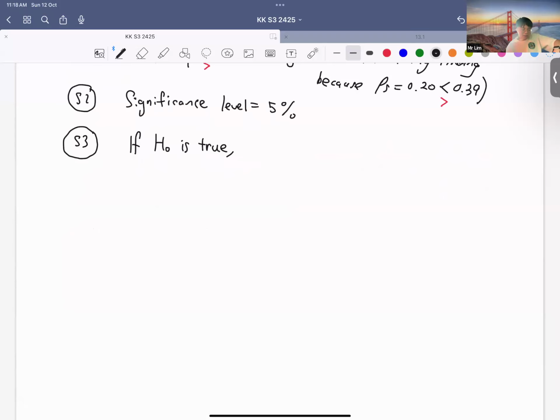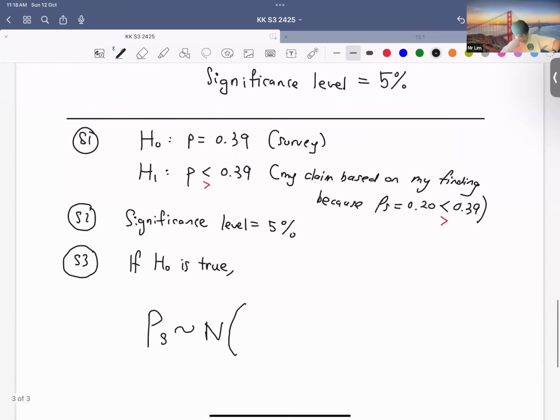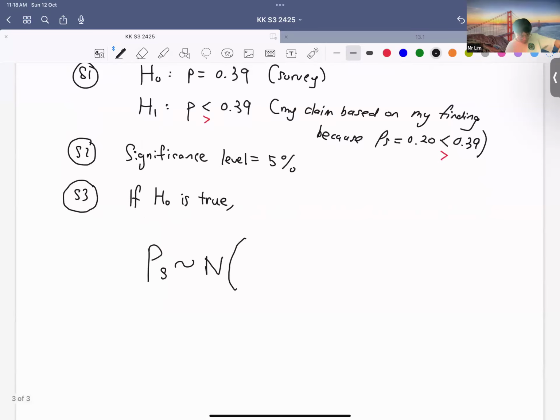And then you say the sample proportion, P-hat S, okay, capital PS, is distributed normally with, here comes your formula. The formula should be based on your survey. That means it should be your P proportion, and it is a normal distribution with your mean P and your variance is PQ over N.